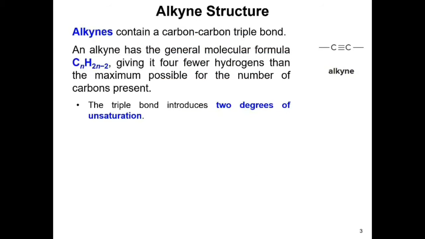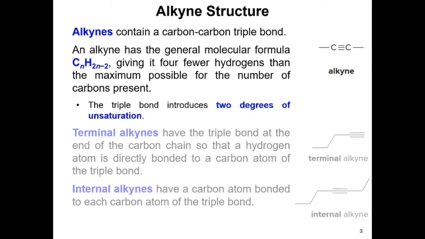So alkynes are unsaturated hydrocarbons containing a carbon-carbon triple bond. And you already know that a triple bond contains one sigma bond and two pi bonds. And because of this, the triple bond introduces 2 degrees of unsaturation, coming from the presence of 2 pi bonds. An alkyne has the general molecular formula CnH2n-2, giving it 4 fewer hydrogens than the maximum possible for the number of carbons present. And that's why alkynes are considered unsaturated hydrocarbons.